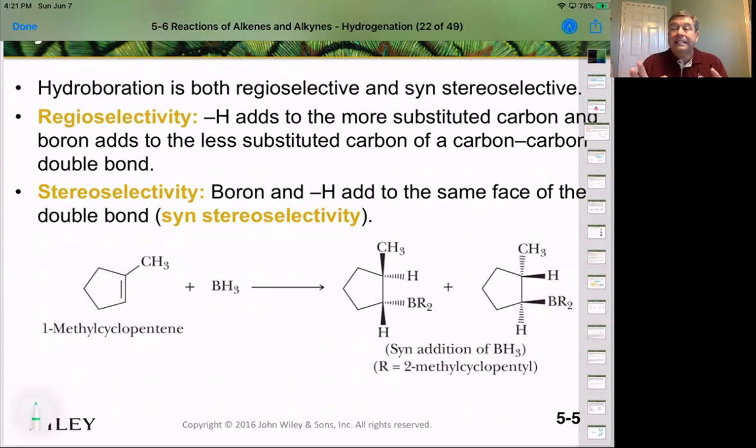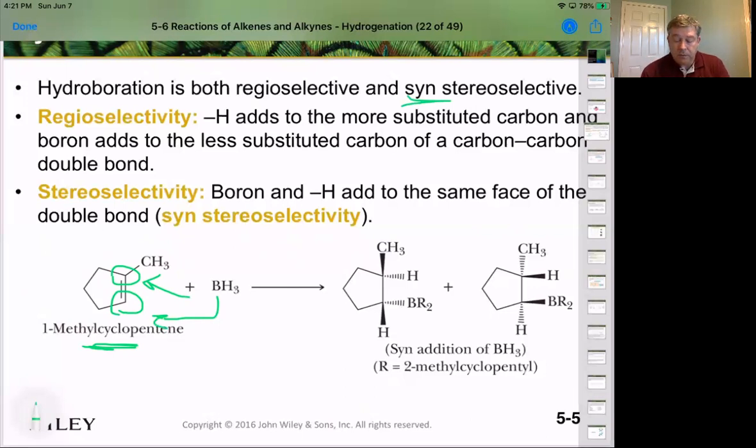This is most easy to see when we look at alkenes in rings, because we can show you that the H and the boron both added across the same side. So in the case of this methylcyclopentene right here, this is a secondary carbon and this is a tertiary carbon. And because it's anti-Markovnikov, that means we're going to put the hydrogen on the more substituted carbon and the boron on the less substituted carbon. But because it's syn addition, they're going to add across the same side.